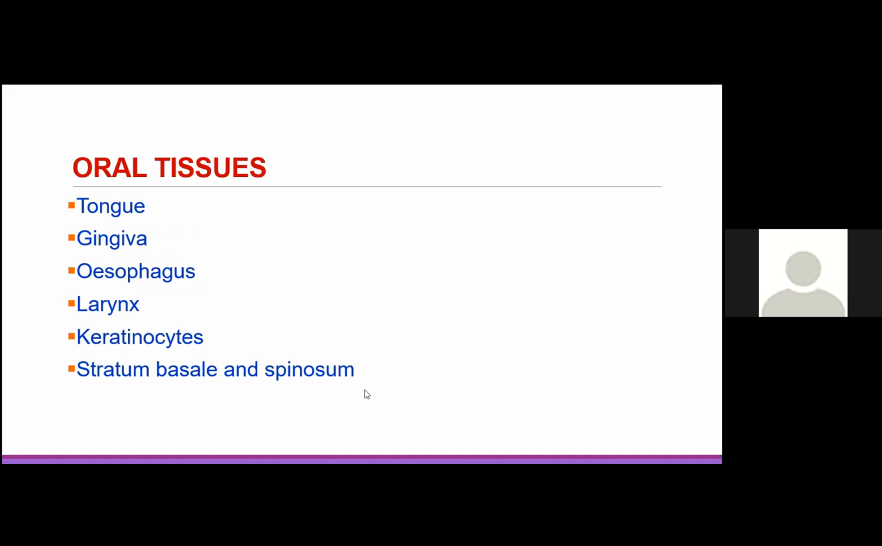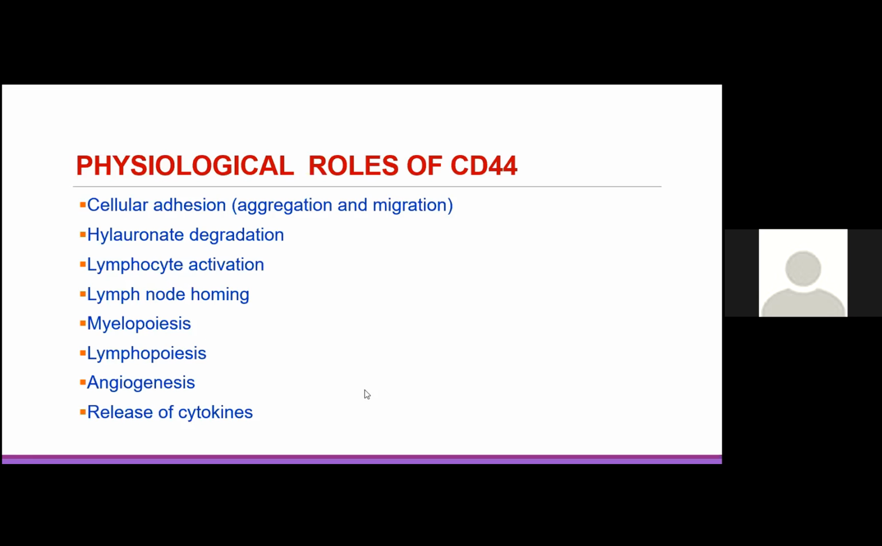Also in the oral tissues, it has been seen on various sites like tongue, gingiva, esophagus, larynx, keratinocytes, stratum basale, stratum spinosum. There are multiple physiological roles of CD44 like cellular adhesion, hyaluronan degradation, lymphocyte activation, lymph node homing, myelopoiesis, lymphopoiesis, angiogenesis, release of cytokines.